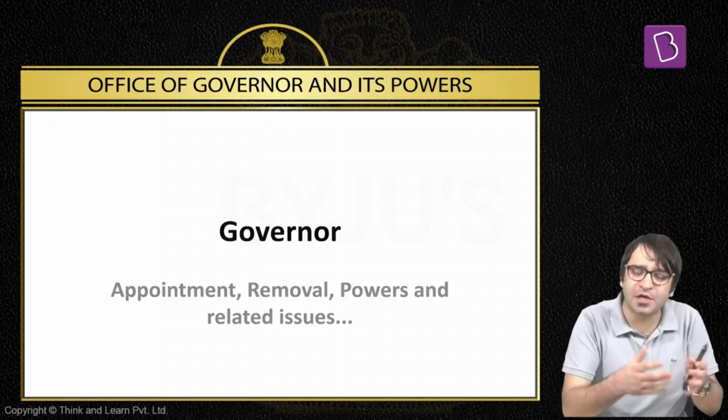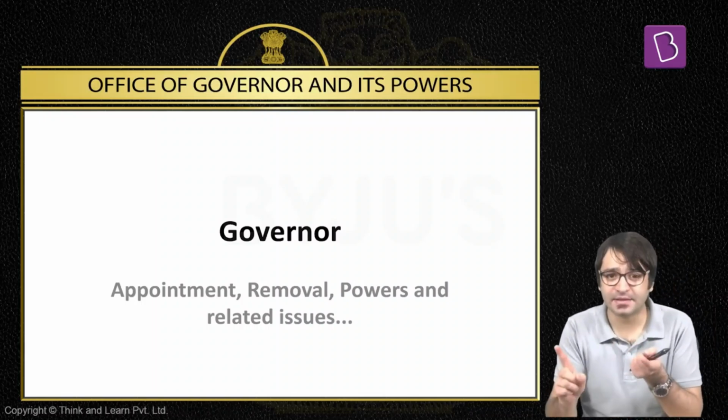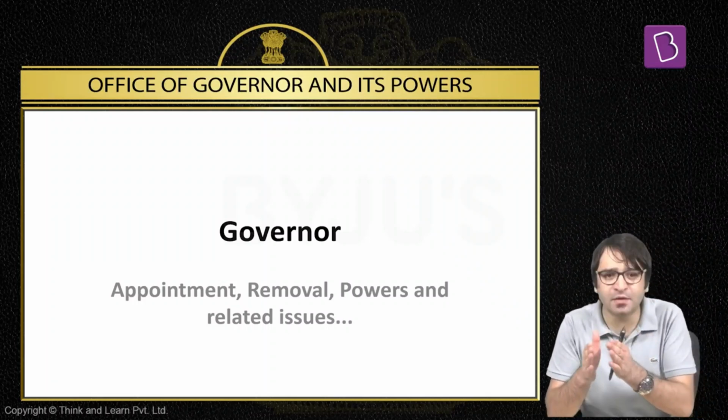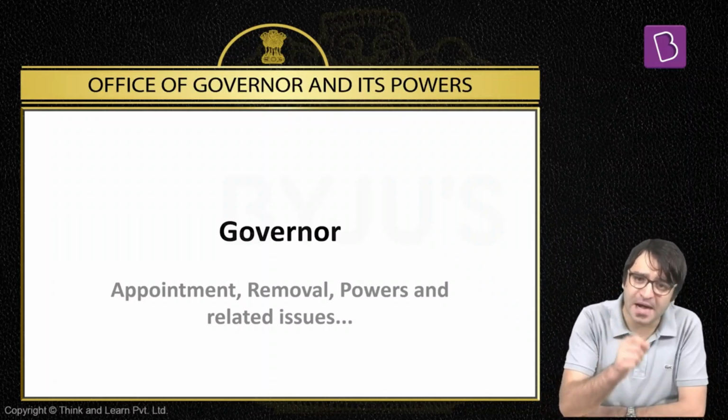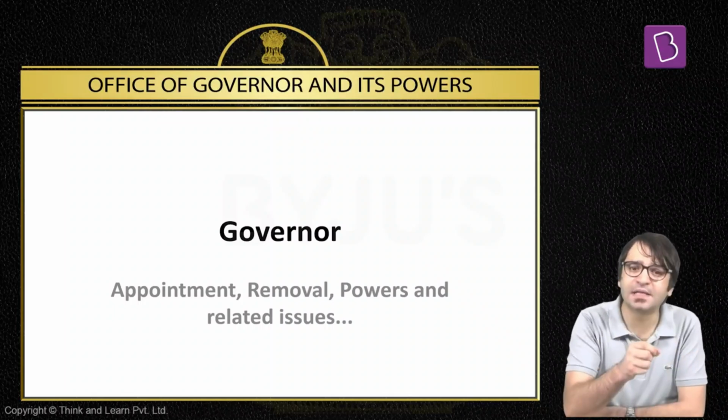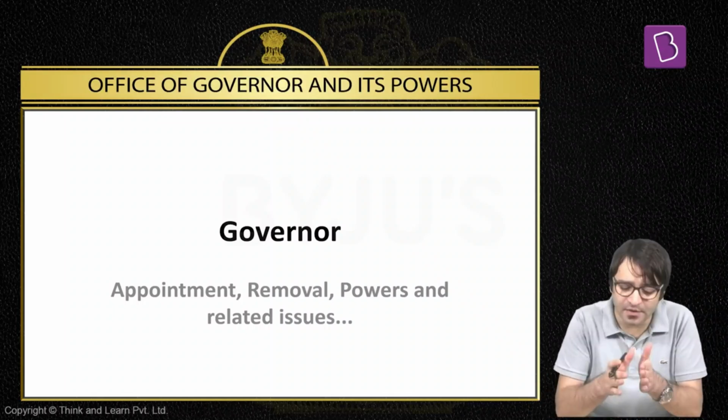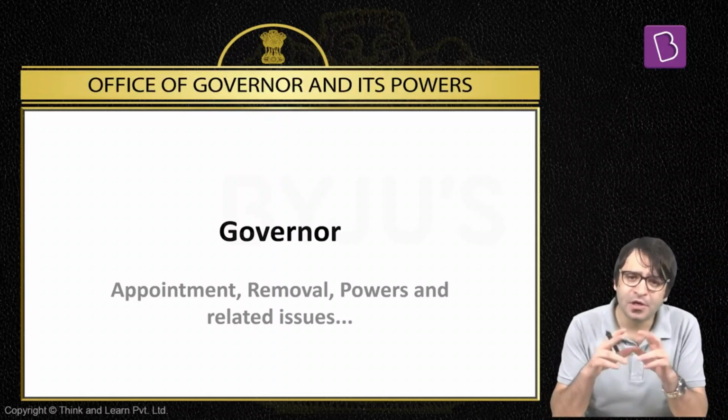Why is the governor an integral part of the state legislature? Because no bill becomes an act unless and until the governor gives his assent. That means no bill passed by the state legislature can become an act, can enter into force unless and until the governor gives his or her assent. That is why we say the governor is an integral part of the state legislature as well. So the governor plays dual role.